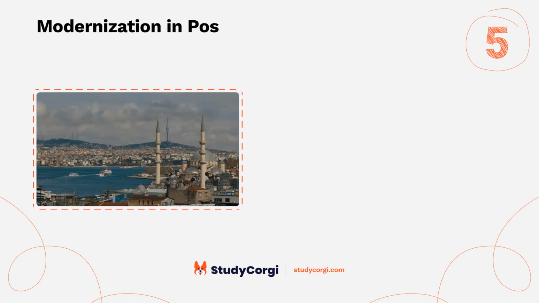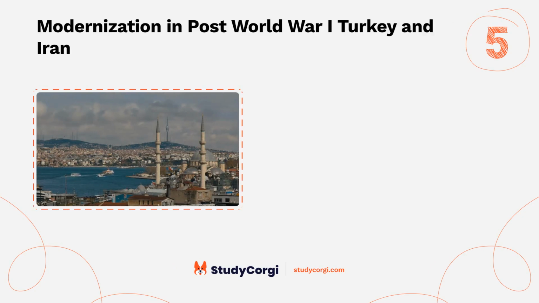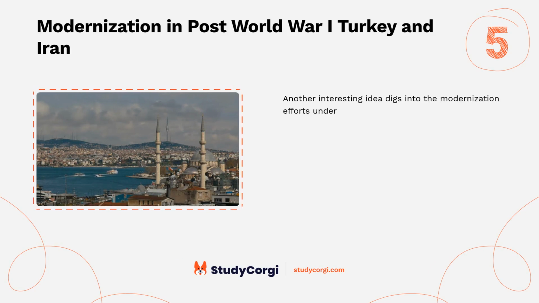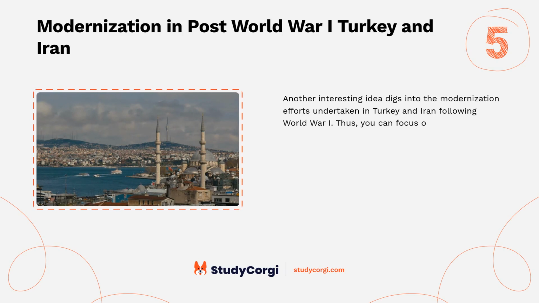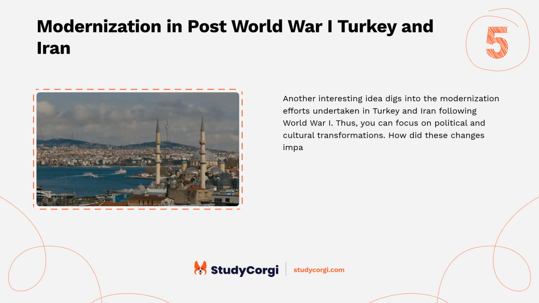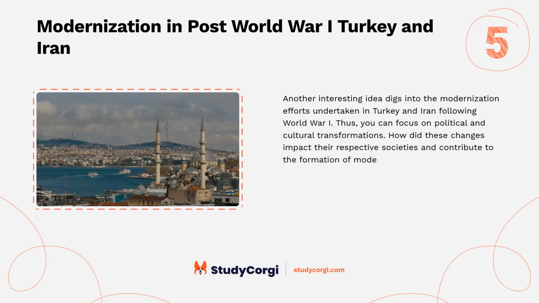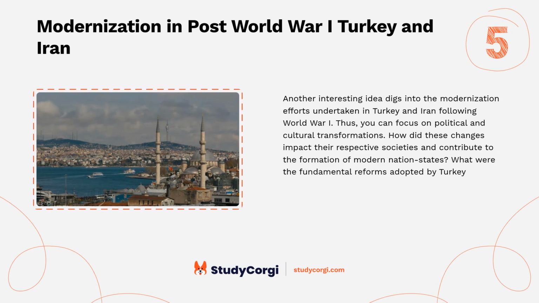Modernization in post-World War I Turkey and Iran. Another interesting idea digs into the modernization efforts undertaken in Turkey and Iran following World War I. Thus, you can focus on political and cultural transformations. How did these changes impact their respective societies and contribute to the formation of modern nation-states? What were the fundamental reforms adopted by Turkey and Iran leaders?